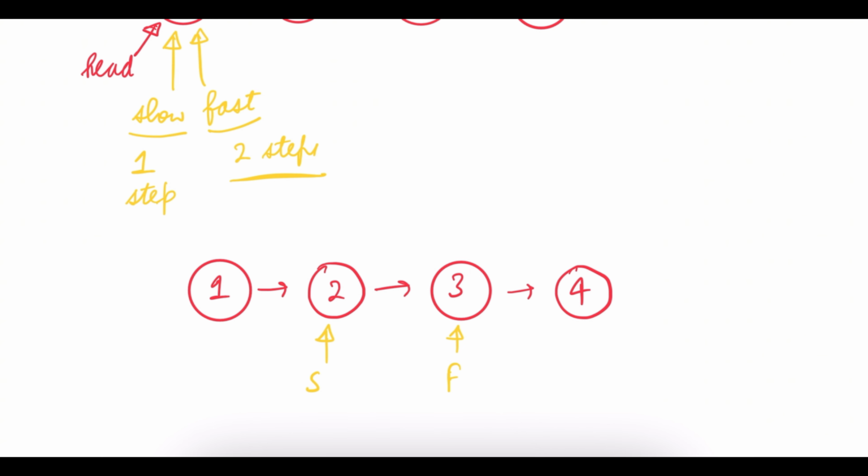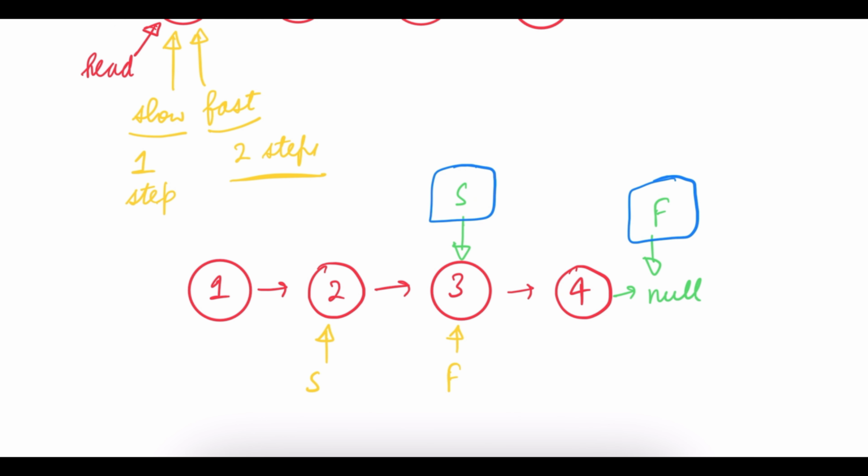If we incremented it by two steps, at the next step my slow pointer would be here and my fast pointer would become null, which is here. So as you can see, when the fast pointer becomes null, my slow pointer is at the middle node.